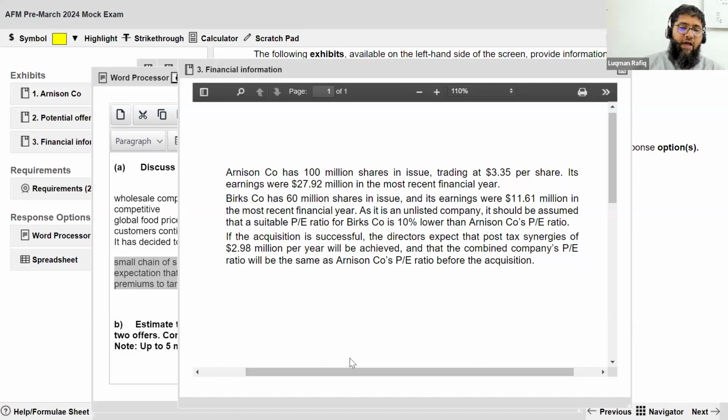Okay, now it says Arnison has 100 million shares in issue trading at this per share. Its earnings were 27.92 in the most recent financial year. Burks has 60 million shares in issue and its earnings were this much million in the recent financial year. As it is an unlisted company, it should be assumed that a suitable PE ratio for Burks company is 10% lower than Arnison's PE ratio. If the acquisition is successful, directors expect that post-tax synergies of 2.98 million per year will be achieved and that the combined company's PE ratio will be the same as Arnison's PE ratio before acquisition.